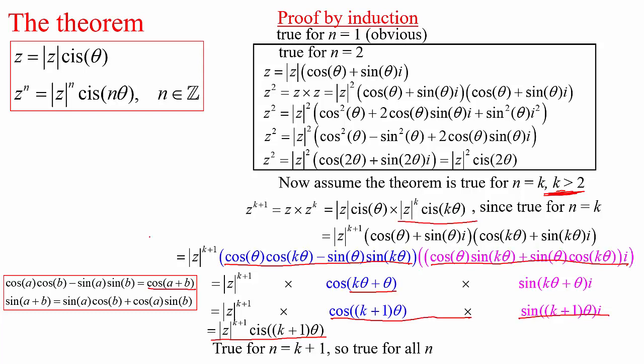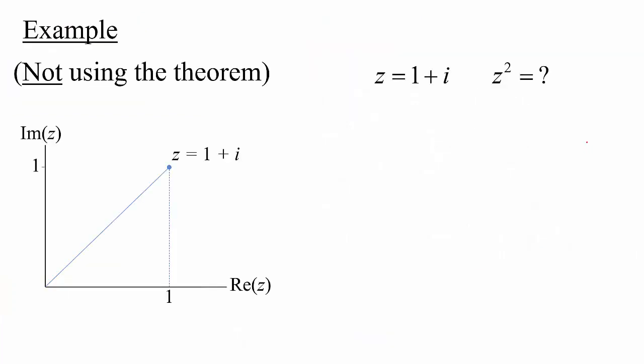Now this proof is valid for positive values of k, but you can use a similar approach to show that de Moivre's theorem is true for negative integer values. Okay, let's apply the theorem. Now here's an example we could try, but first of all we will work it out without using the theorem.